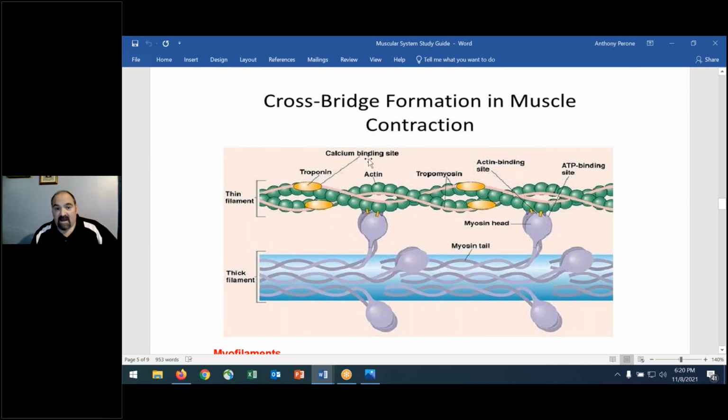We talked about calcium binding with troponin. Troponin will change shape, and because it's attached to tropomyosin, this line here, tropomyosin will move out of the way, exposing the myosin binding sites on actin. That's important that you remember that. Tropomyosin moves out of the way and exposes the myosin binding sites on actin. Okay.